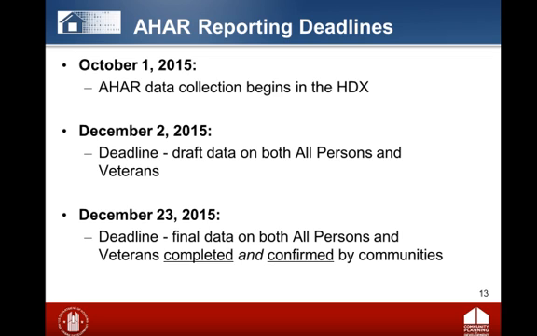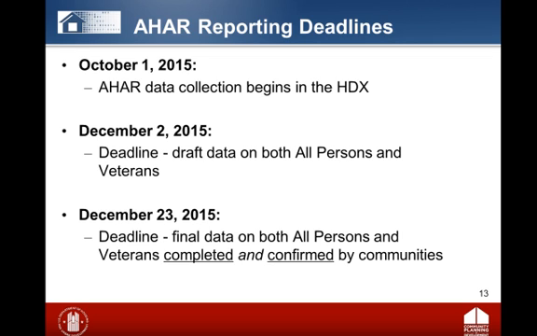The AHAR has 3 important deadlines. On October 1st, 2015, AHAR data collection began in the HDX. You're assigned a data liaison, either from AFT Associates or the University of Pennsylvania, to be your primary point of contact, and your data liaison will reach out to you around the start of the AHAR process.